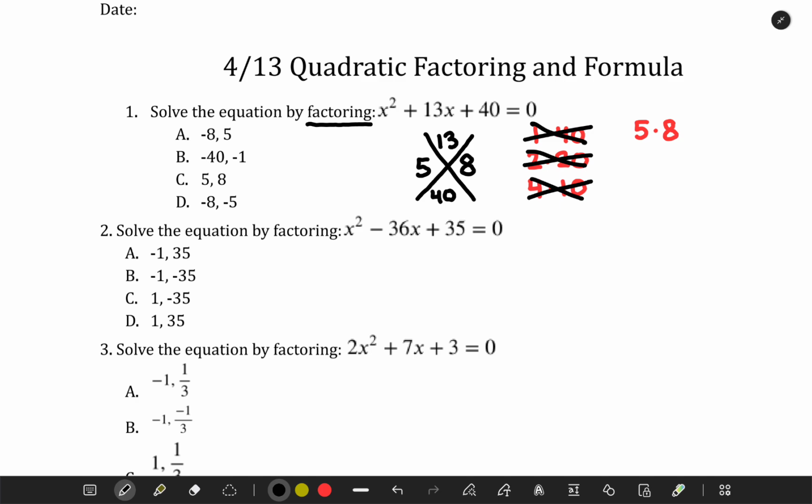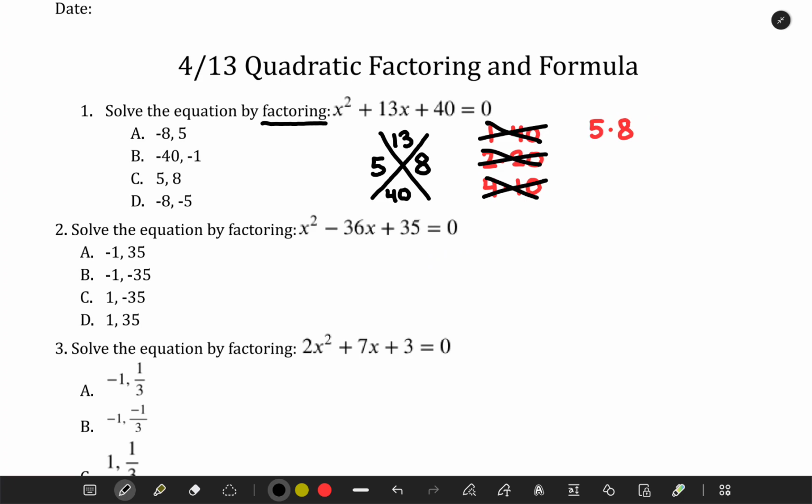Now that I have these two numbers, I can set up the factoring. Once I have 5 and 8, I'm going to plug them in. So that'll be x plus 5 times x plus 8 equals 0, and we want to solve for x. Now, the trick here is, yes, you do see 5 and 8, so you would think it's answer choice C, but one thing you have to do is change the sign. So instead of positive 5, it would be negative 5. Instead of positive 8, it would be negative 8. And so that's our final answer. Our answer choice is going to be D for number 1.